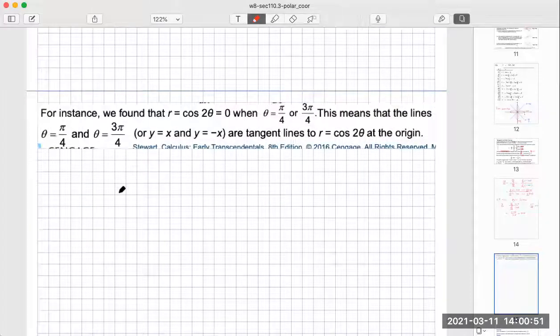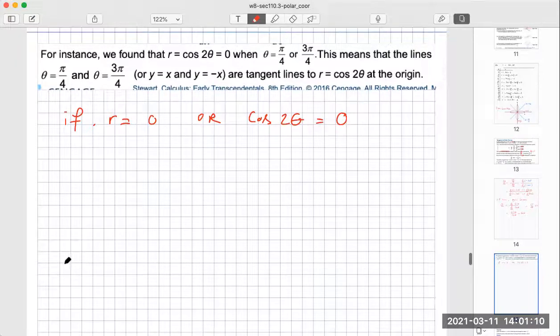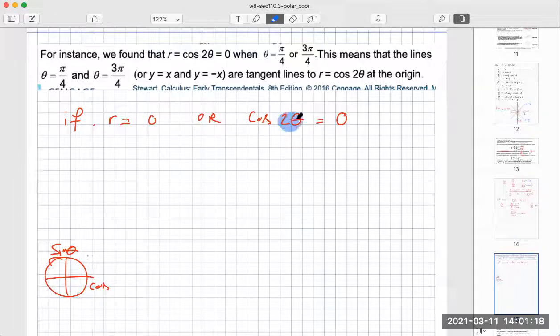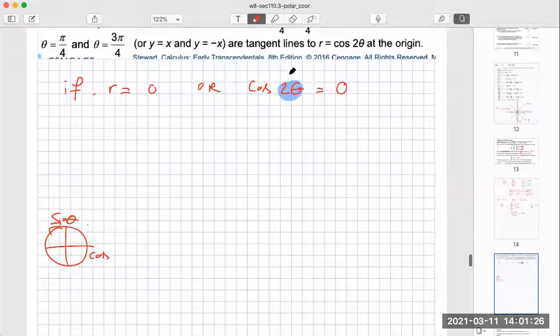So we take a look at this example. We consider the special case when r is equal to 0, which is equivalent to cosine of 2 theta being 0, right? Okay, again, the unit circle tells us that the cosine axis is here, the sine axis is here. We don't care about how much it is, but it is an angle right here. Any angle, cosine of that angle is equal to 0 when it is, where is it in this unit circle?